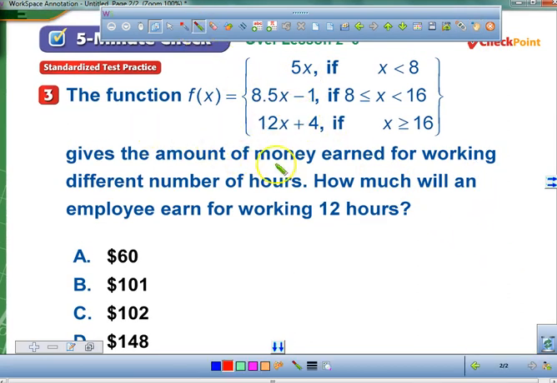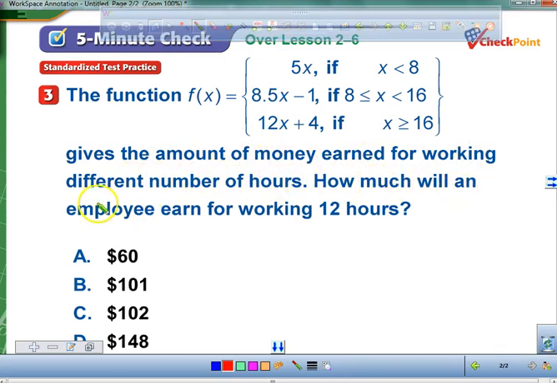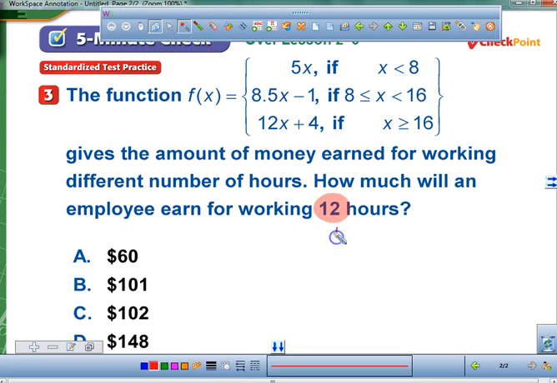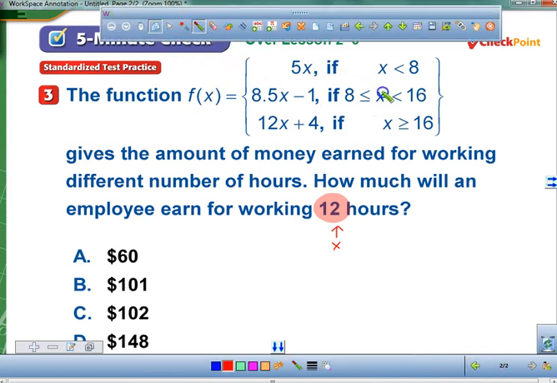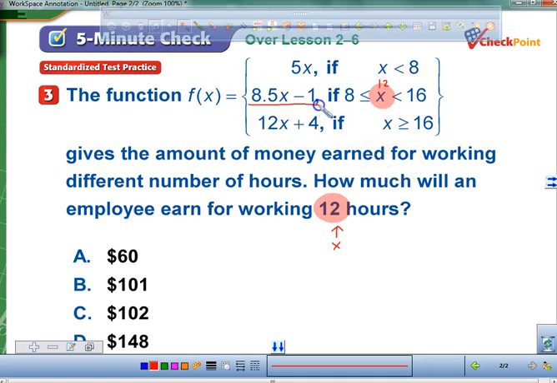Well, this function tells you what? The amount of money earned for working different number of hours. How much will an employee earn for working how many hours? 12. So let's think about it. 12 represents in the function the value for x. So does x fit here, here, or here? The first one, the second one, or the third one? Which one are you thinking? The second one? Let's check. If I plug in the number 12, is the number 12 between a 16 and an 8? Yes. So we use this function.